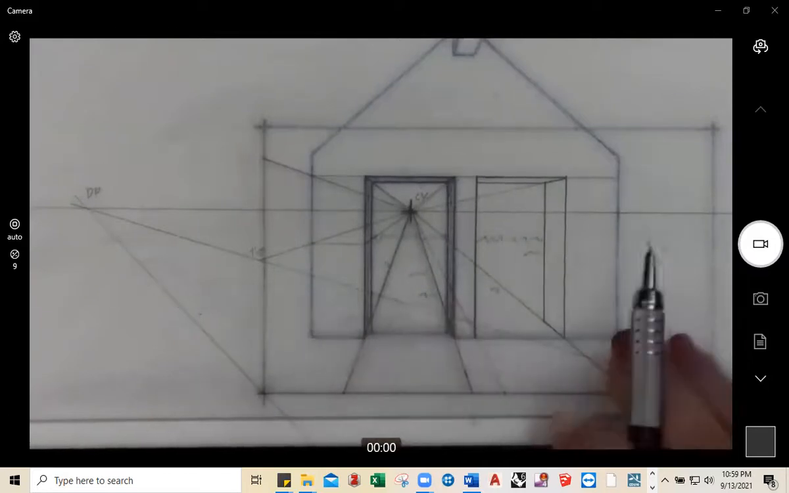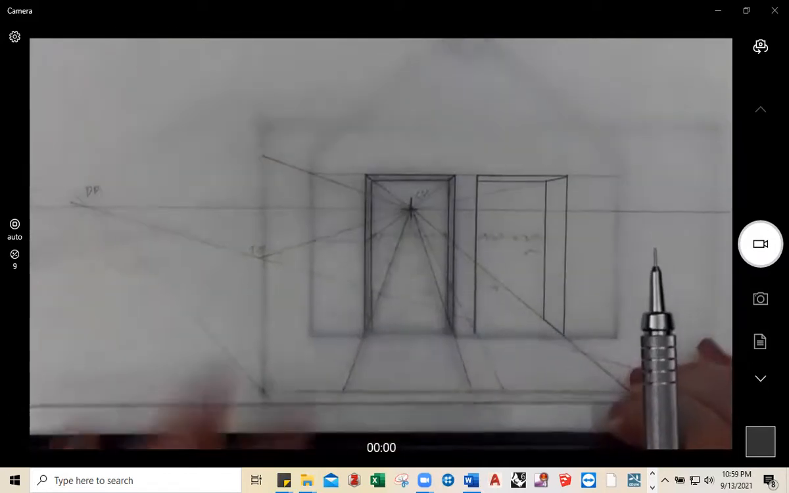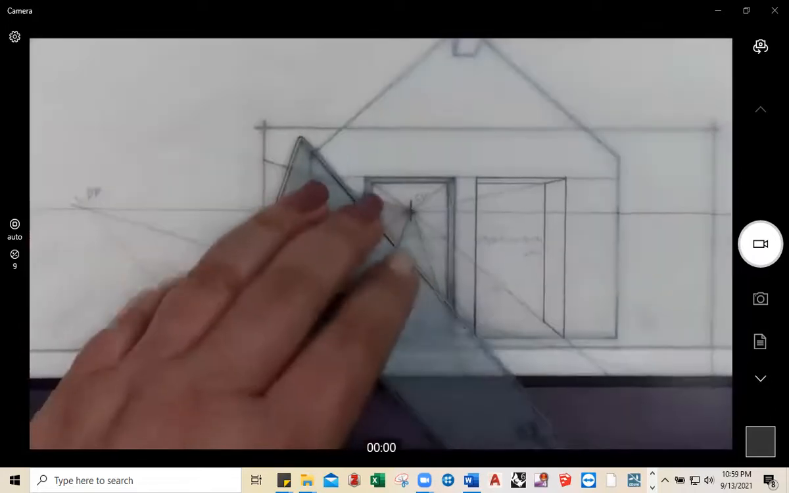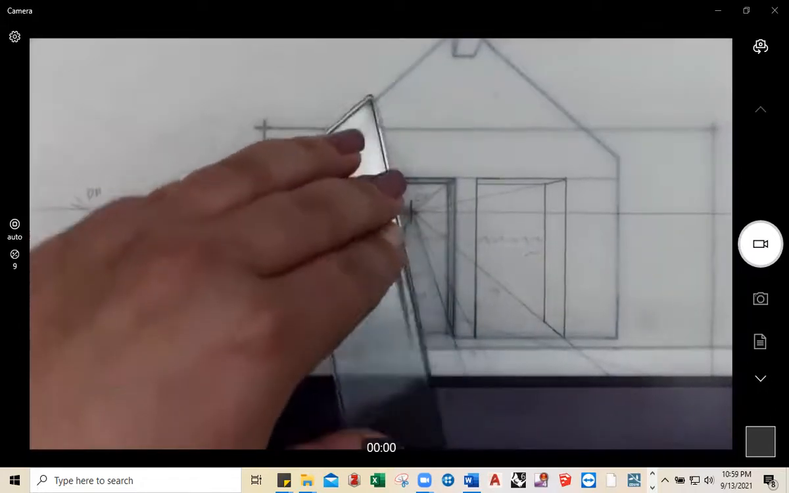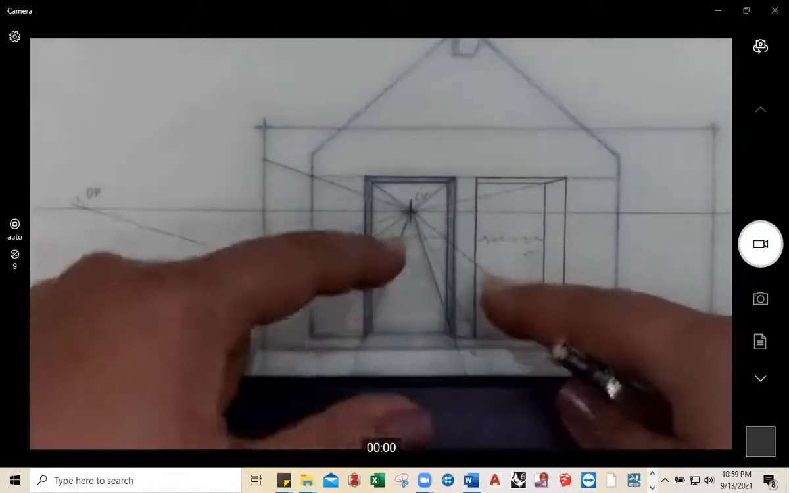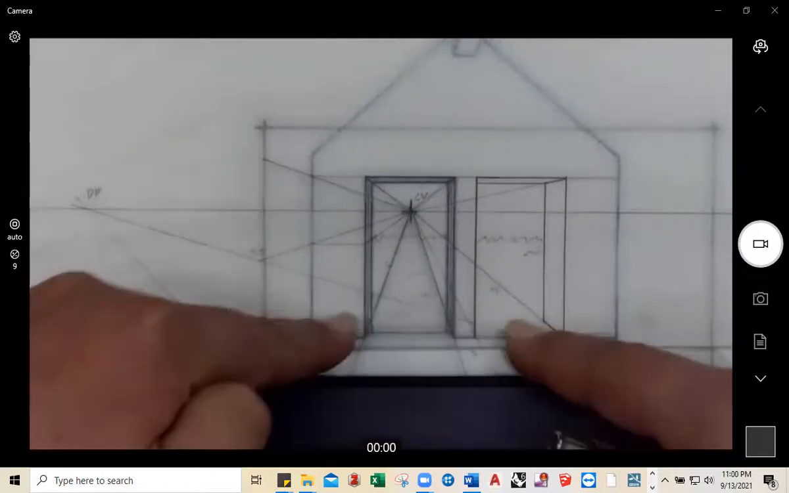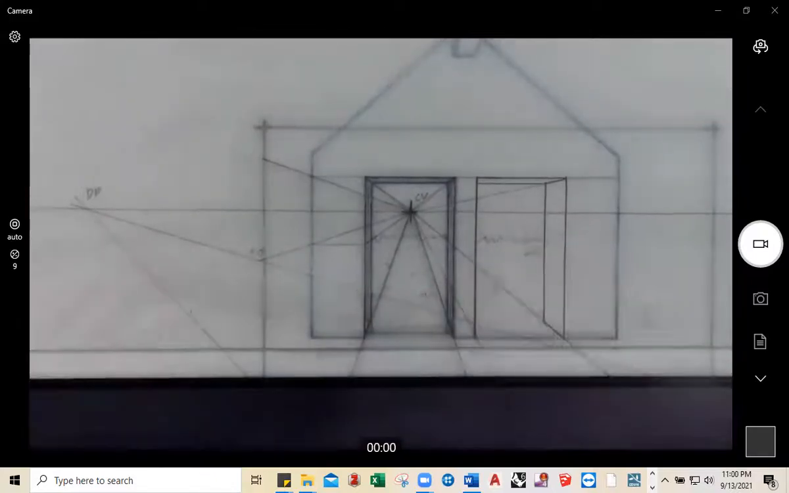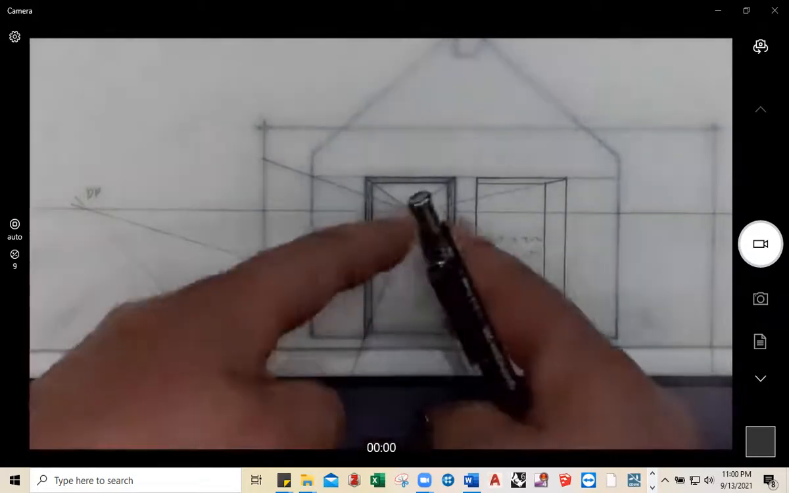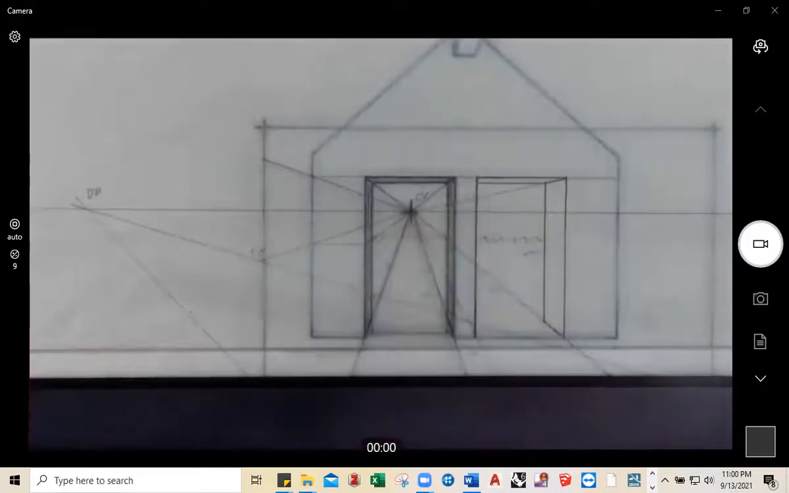Trace them with your parallel bar, right? And then with your triangle, going from the center of vision through the grid. The grid lines that you see behind here, the last five, are the actual tile. So that's easy, right? You're just tracing those, using your parallel bar for your horizontal lines and then using your triangles for the diagonal lines. But what about the bushes?